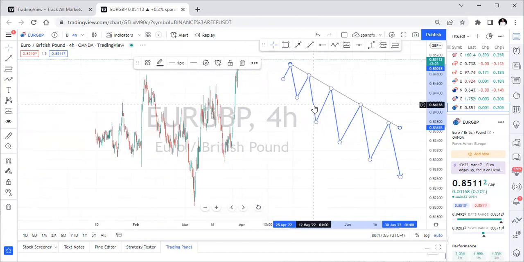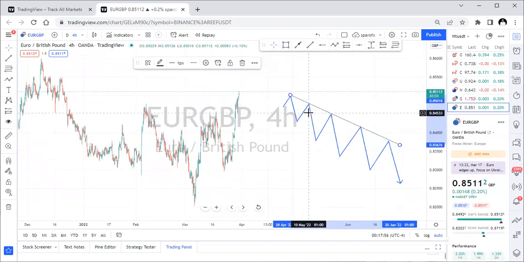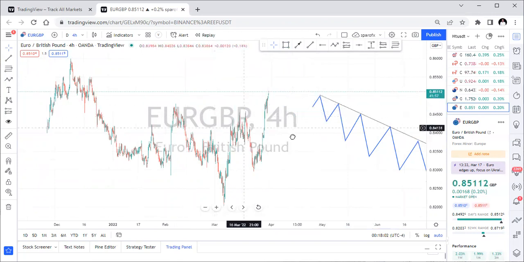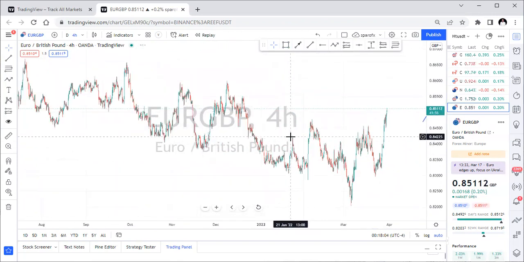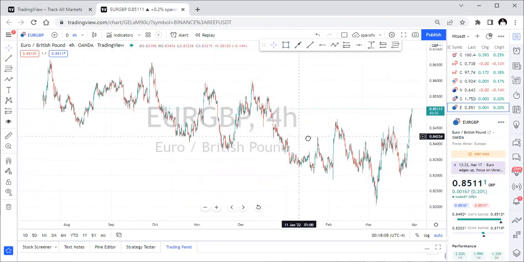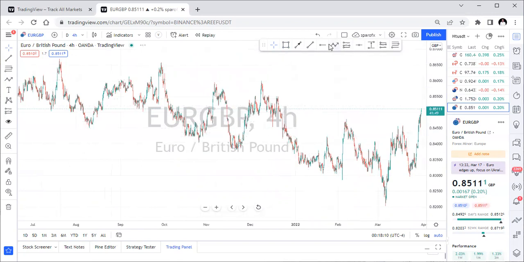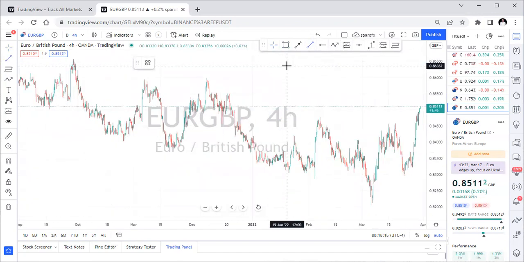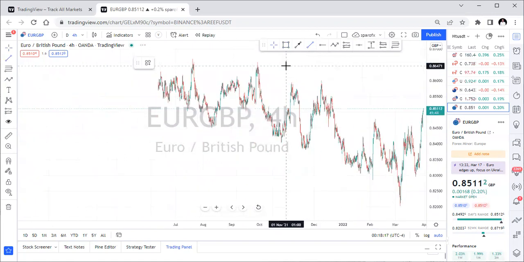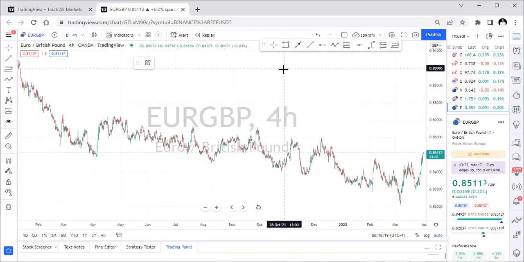And now, how do I mark this out on my live charts? I'll be going to this EURGBP chart to make an illustration. Let's say for instance, on EURGBP, the market has been downtrending for a while.